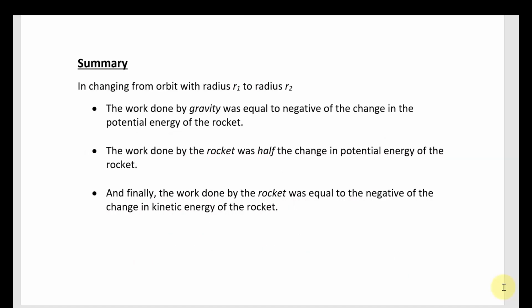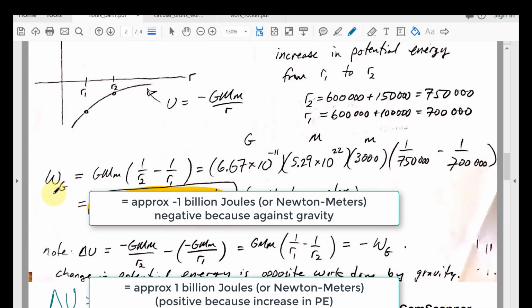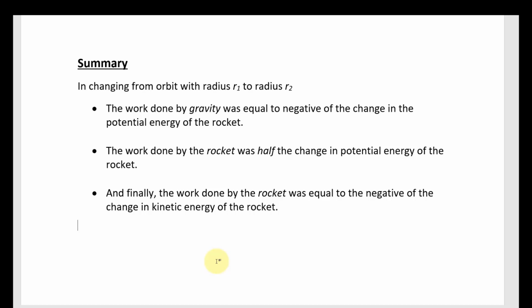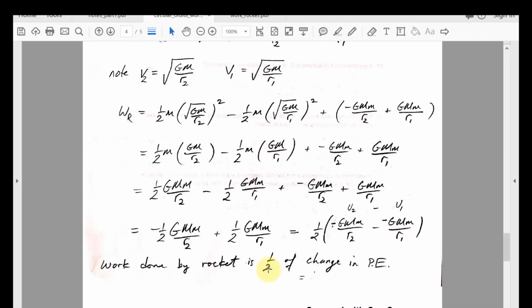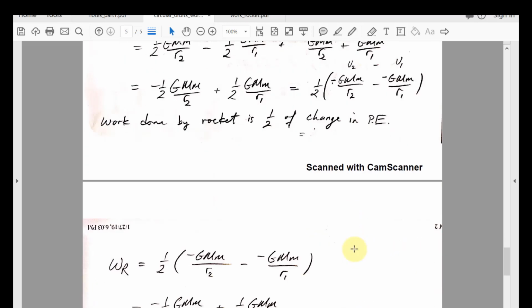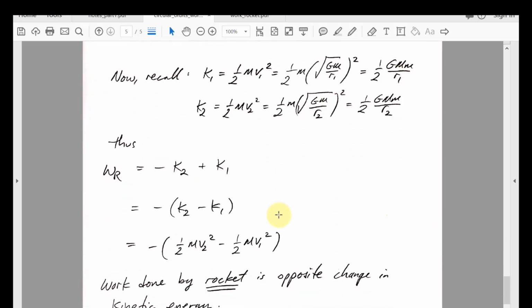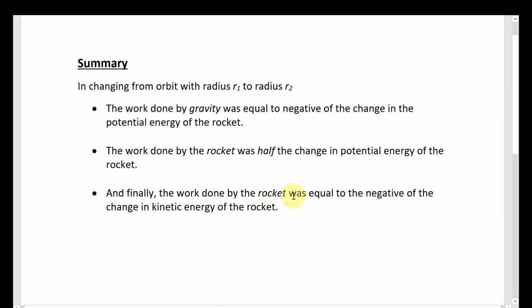Okay, maybe a good time for a summary. In changing from orbit with radius r1 to radius r2, the work done by gravity was equal to the negative of the change in potential energy of the rocket. We saw that here. Let's say the work done by the rocket was half the change in potential energy of the rocket. We saw that here. That's written here, and led to this other conclusion that it's equivalent to saying the work done by the rocket is the opposite sign, or the negative, of the change in the kinetic energy. Finally, the work done by the rocket was equal to the negative of the change in kinetic energy of the rocket.